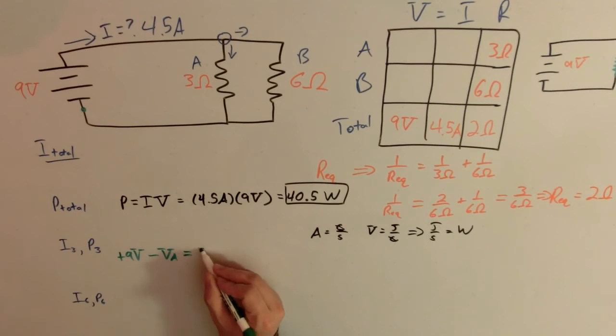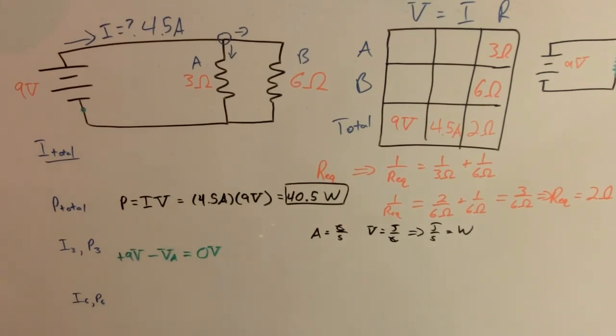According to Kirchhoff's loop rule, that must come up to 0 volts. Okay. Well, 9 volts minus whatever our voltage drop across A equals 0. We know that our voltage through A equals 9 volts. We'd add that guy over to the other side, and we'd find that 9 volts equals our voltage through A.